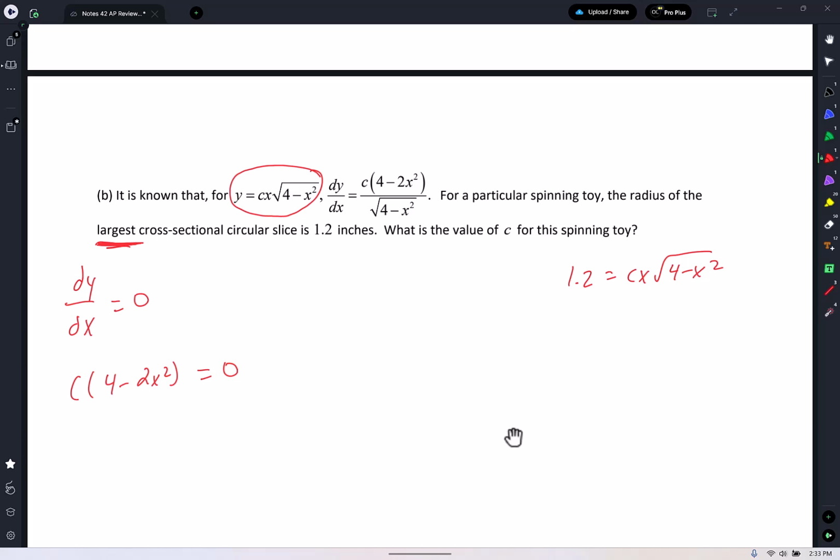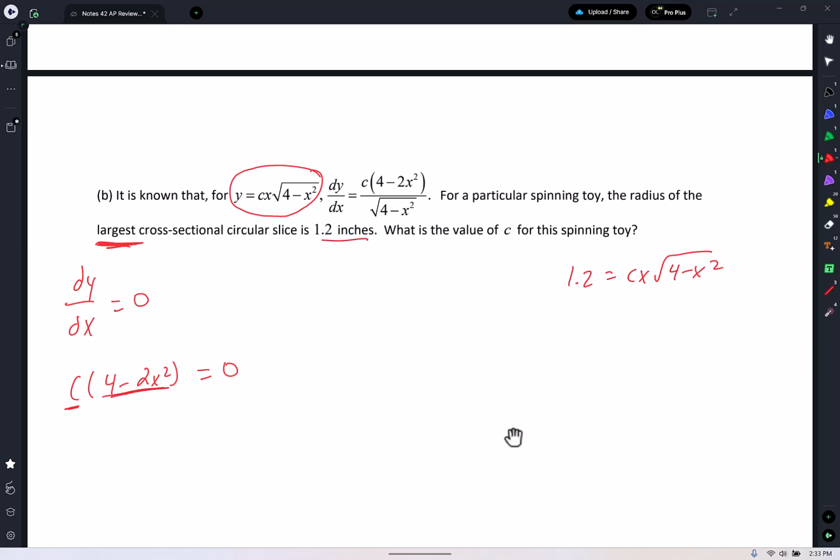So there it is. I set my numerator equal to 0. Okay, guys, how can I get this to equal 0? Well, C is 0, but that doesn't make any sense. I'm solving for C. How can I get C equal to 0 if this expression is supposed to equal 1.2? So that's silly. Do not set C equal to 0.